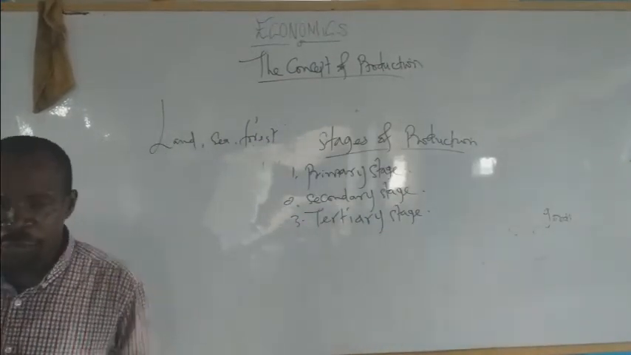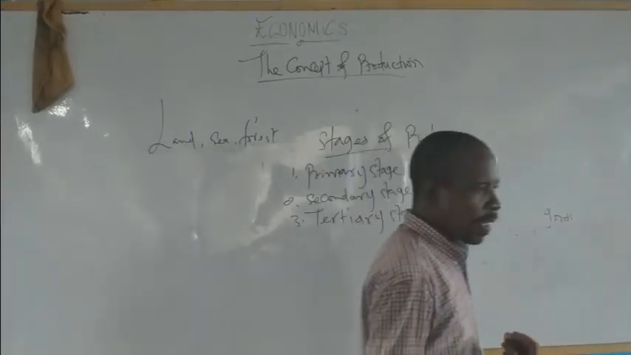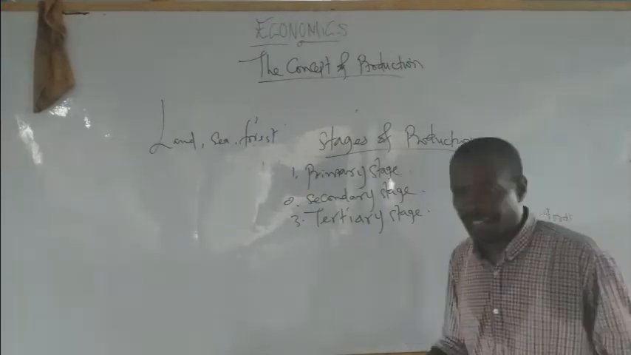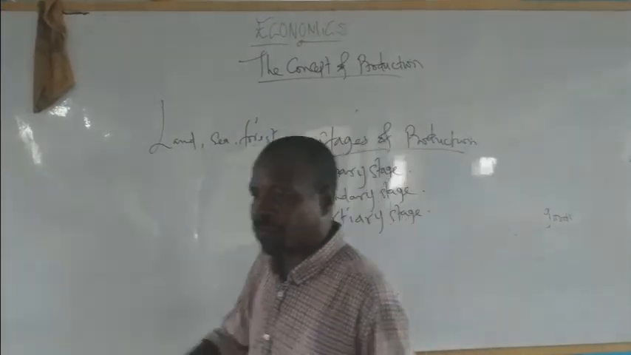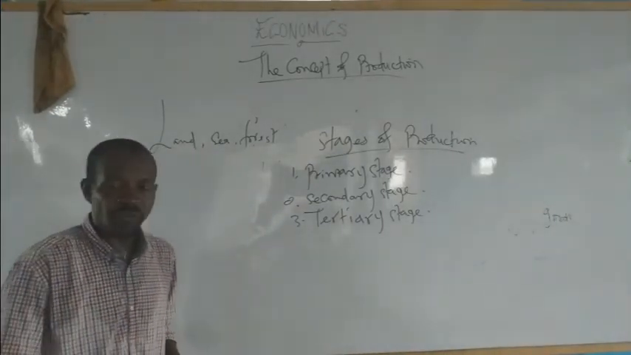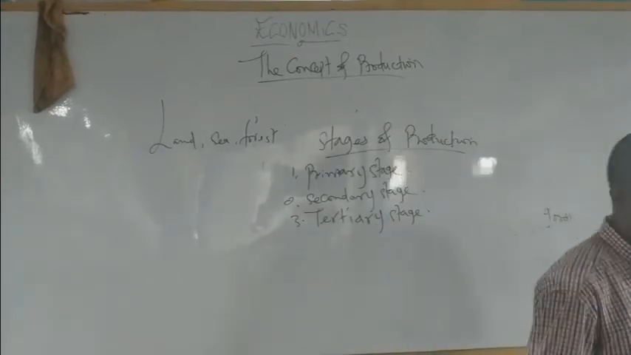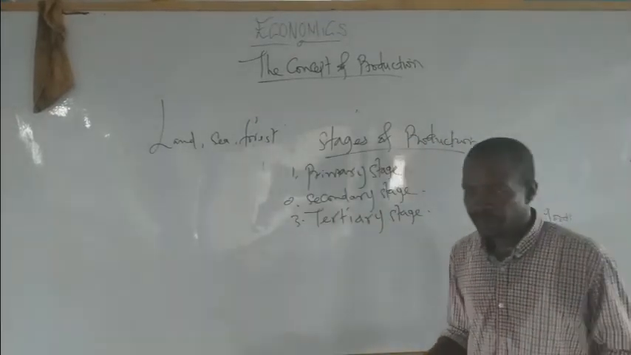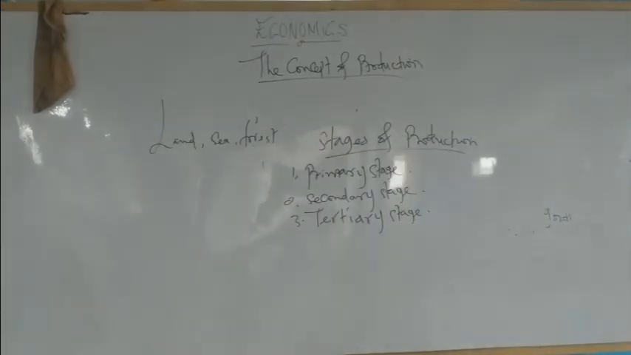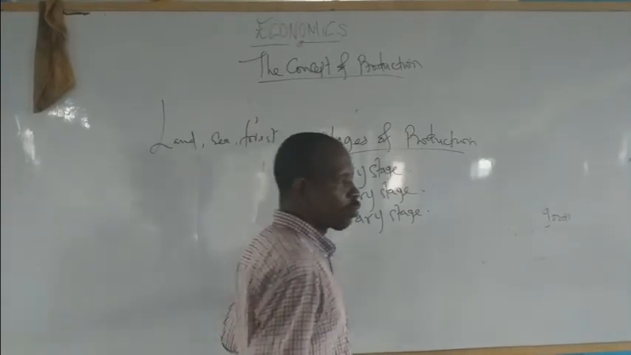The first one has to do with extraction of raw materials from their natural sources. Then after that stage, move on to the next stage. The next stage is what? The secondary stage, where this extracted raw material will be put into use. You take them to the factory or the industries where they are needed, where we have to change them through the use of machines or probably manuals too. Extraction of raw materials into what? Finished goods.